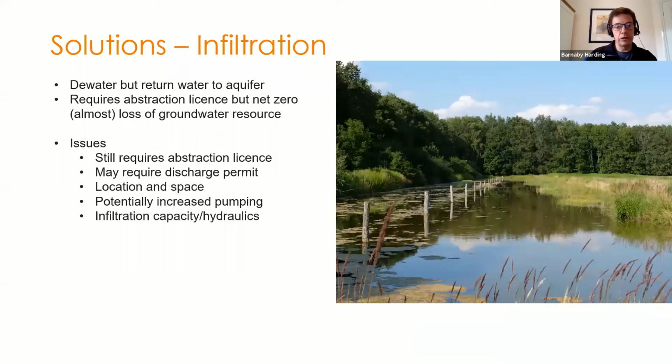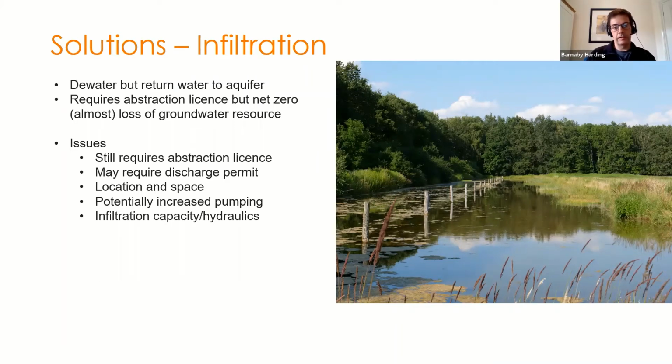And then there's infiltration. So in this case, what you're doing is you're taking water from your pit and transporting it across to an infiltration feature and allowing it to go back into the aquifer, into the same aquifer that you've dewatered it from. Now, this would require an abstraction license still, but it's almost a net zero abstraction from the resource. So the issues there are that it needs a license still. It may require a discharge permit.